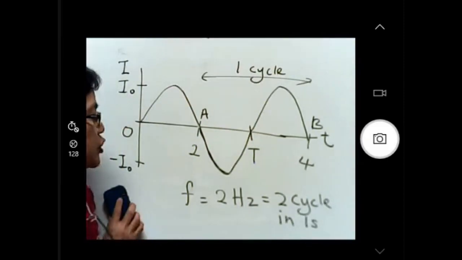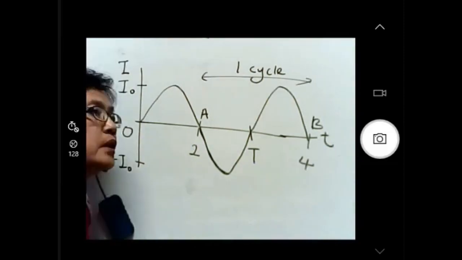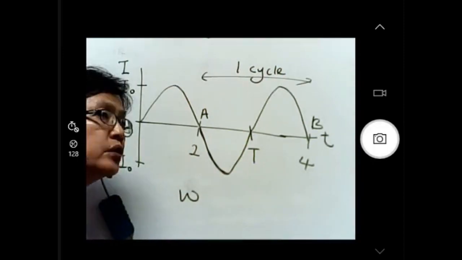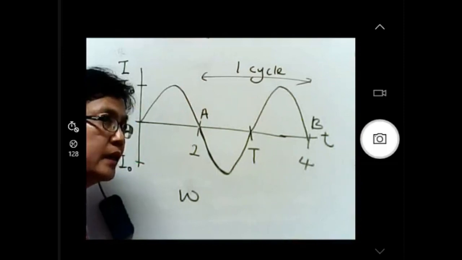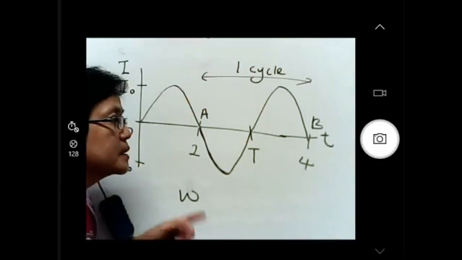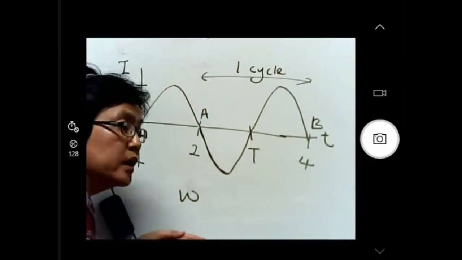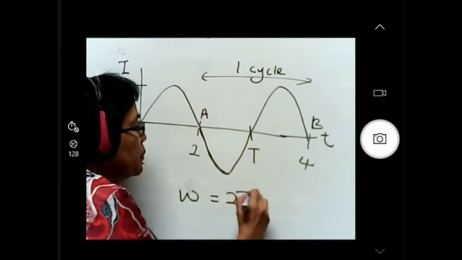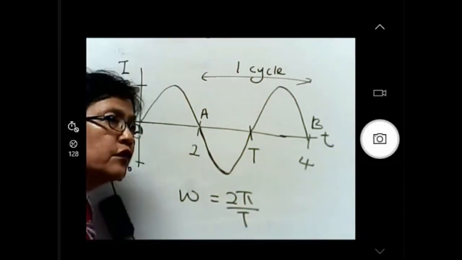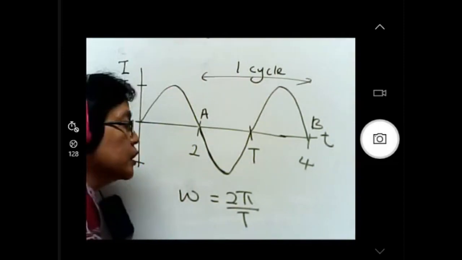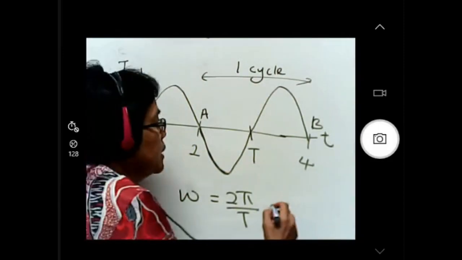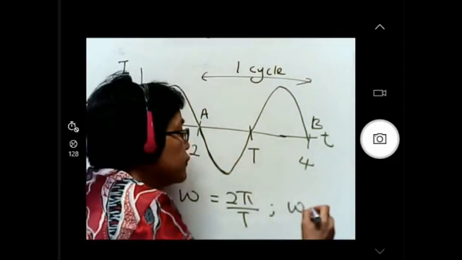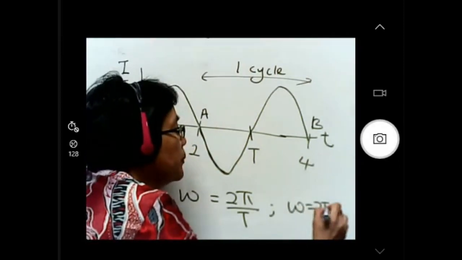We can also measure in terms of angular frequency. It is more suitable to call it angular frequency rather than angular velocity here, because we cannot see the angular displacement here. So angular frequency is 2 pi divided by time, in terms of radian per second, or in terms of revolutions per minute or per second. Then omega, or angular frequency, is also equal to 2 pi f.